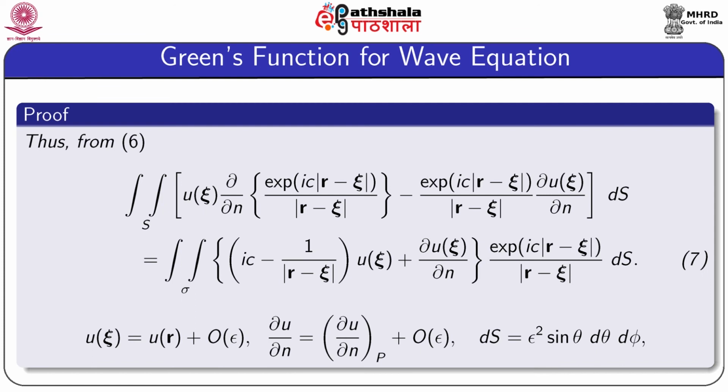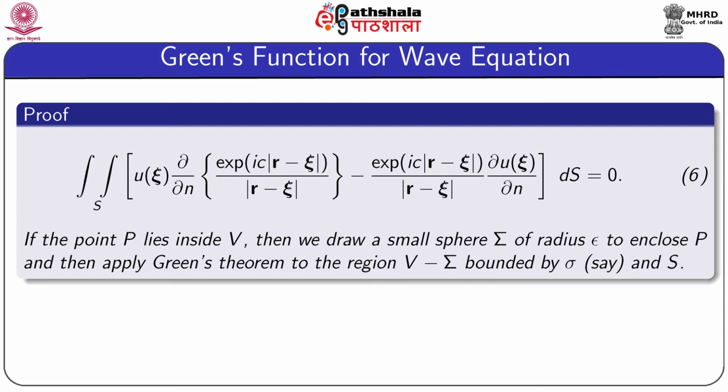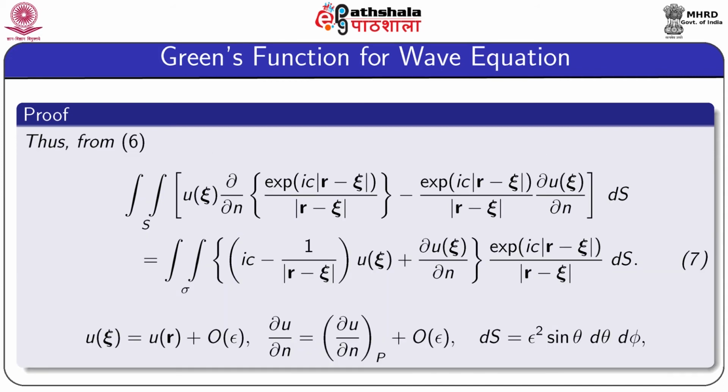And from equation 6 you can see the value of the expression u del n of u dash minus u dash into del u del n over the surface S equals minus of surface integral over sigma i c minus 1 by mod r minus xi u minus del u del n of u dash. Now, we want to simplify the expression in the right hand side of equation 7.